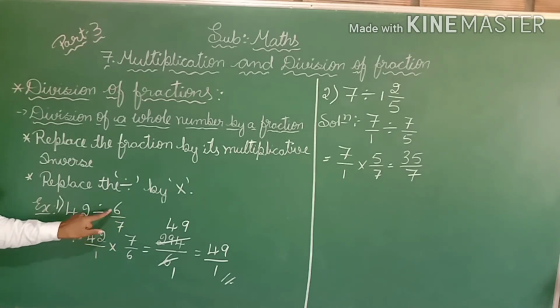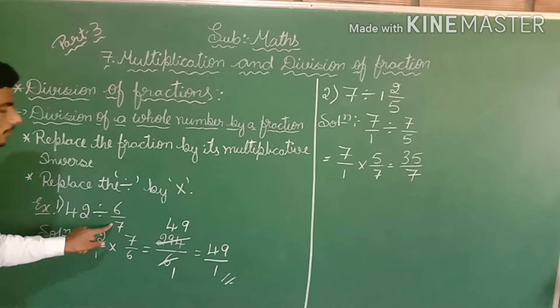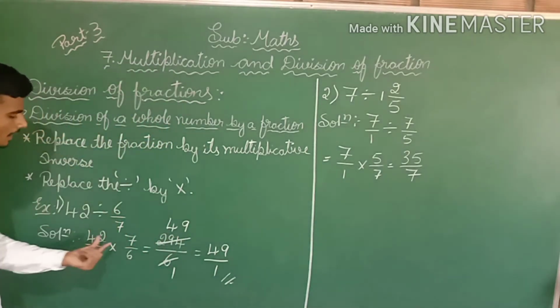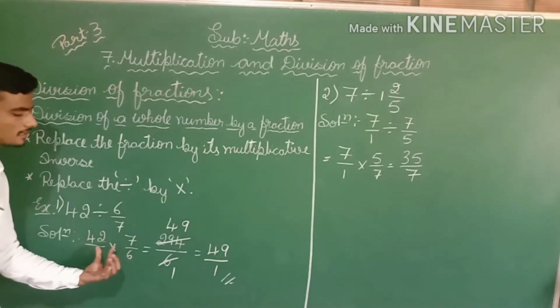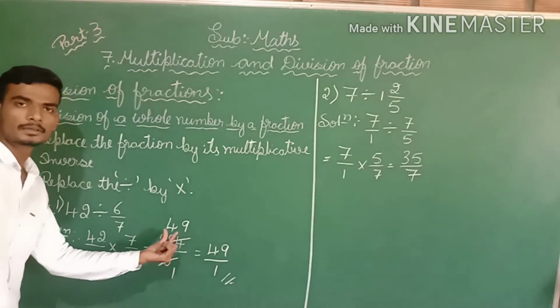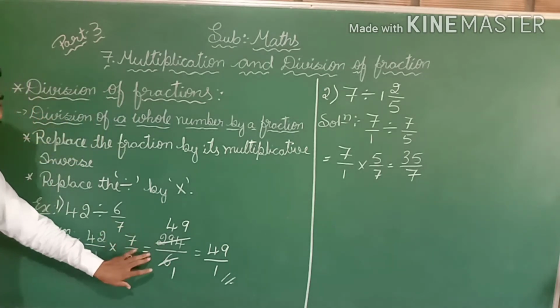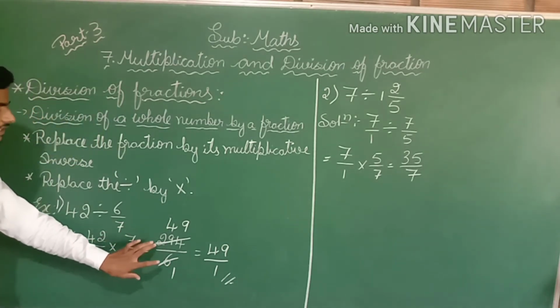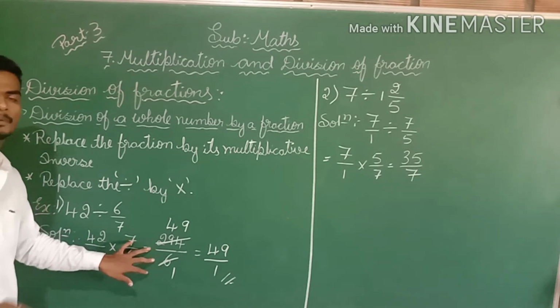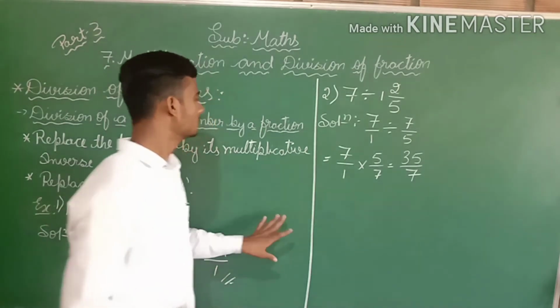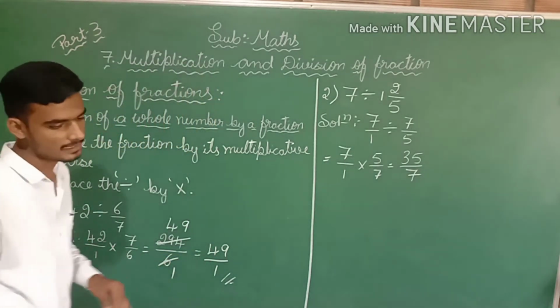For this fraction you have to make a multiplicative inverse. Then after that you have to multiply both the fractions. Then for this product, you have to reduce it into the lowest term. Okay, then this is one example.